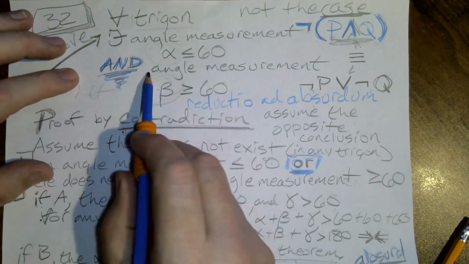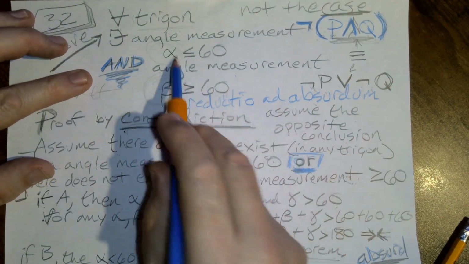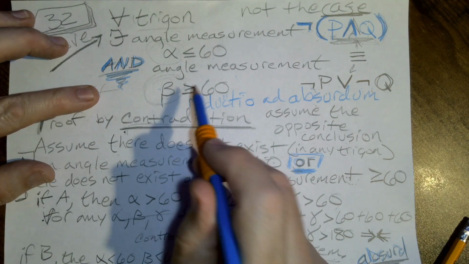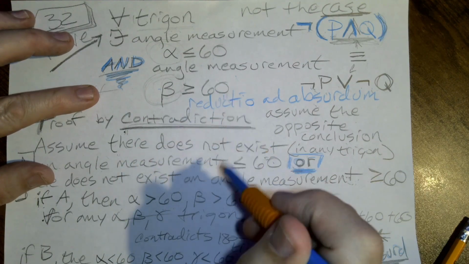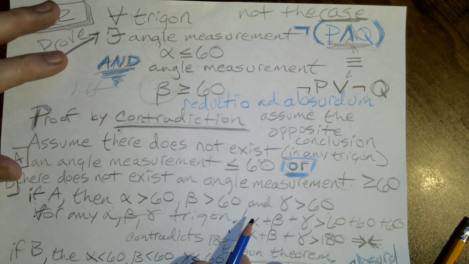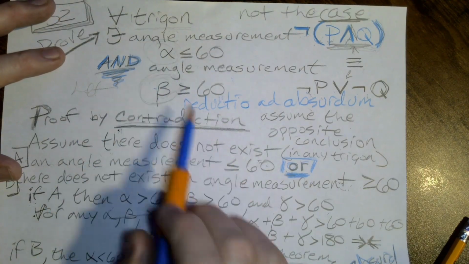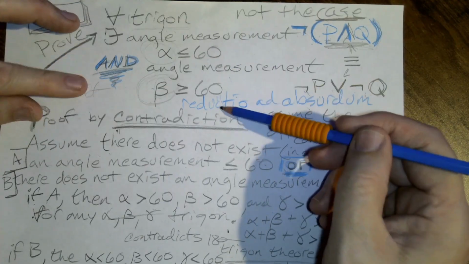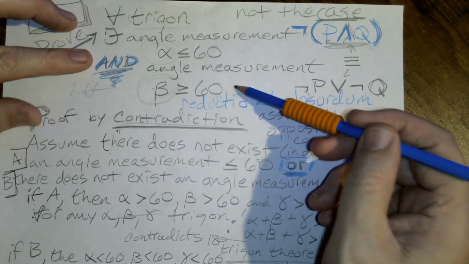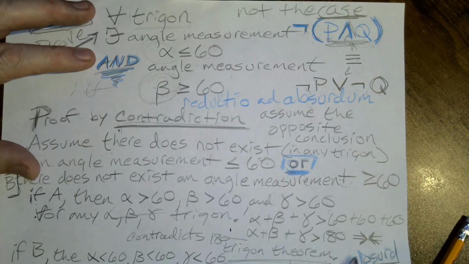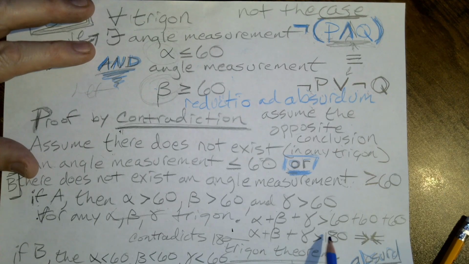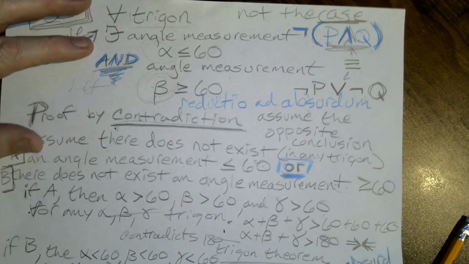So we proved it because this has to be the case, that there's an angle less than or equal to 60, and at the same time, in the same trigon, there's an angle greater than or equal to 60. This has to be the case for every trigon, because we showed that if we assume the opposite, then we get something absurd, something ridiculous. We get triangles with greater than 180 degrees, or we get triangles with less than 180 degrees.